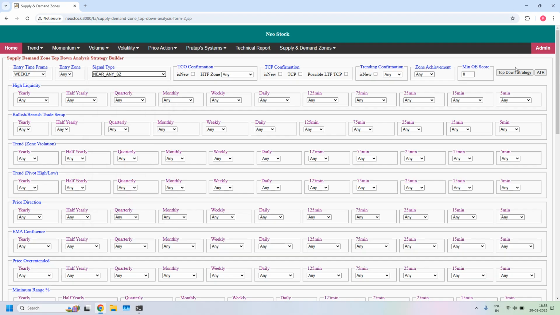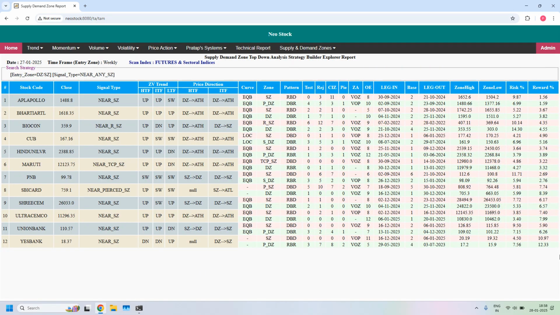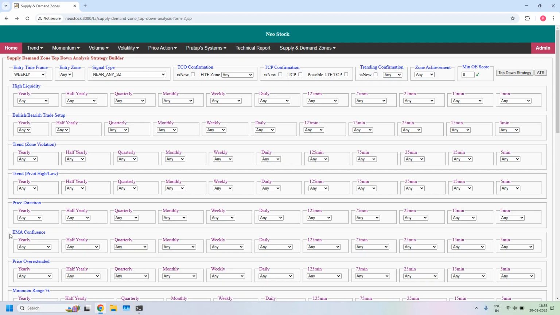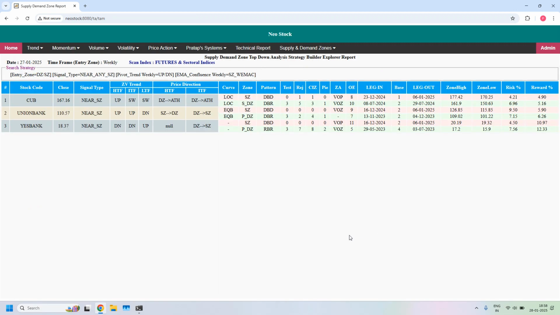Okay, next, weekly time frame. Stocks near weekly supply zone, we got 12 stocks. Let's verify how many of these stocks are having weekly supply zones having weekly EMA Confluence. So in the EMA Confluence weekly time frame, weekly supply zone having weekly EMA Confluence, and the trend on the weekly time frame should be up or down. Let's filter. We got 3 stocks. These 3 weekly supply zones are having weekly EMA confluence.